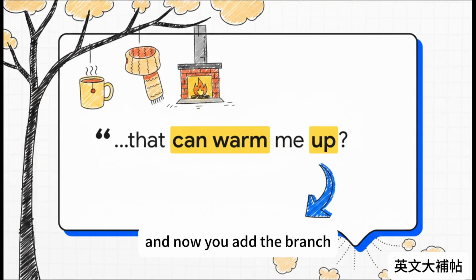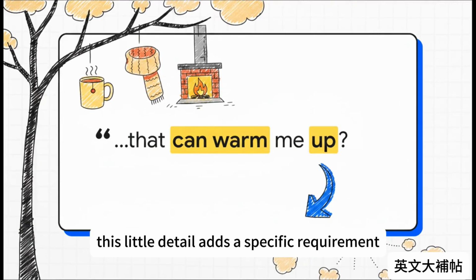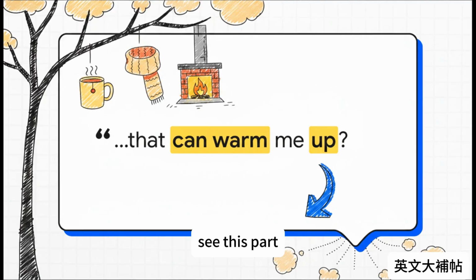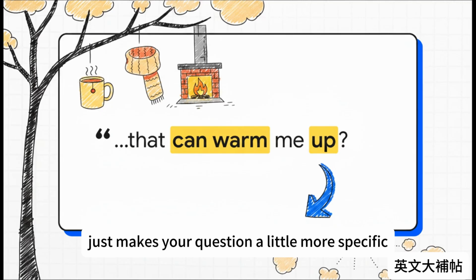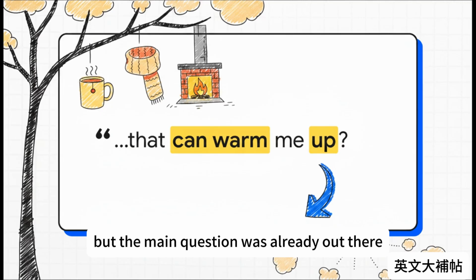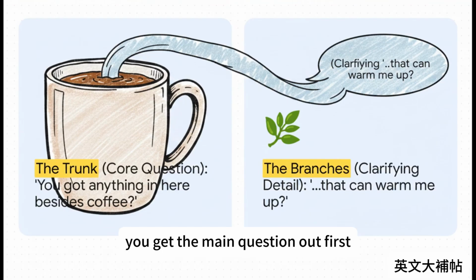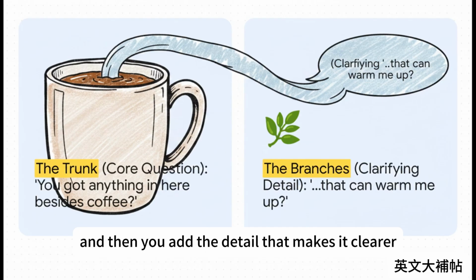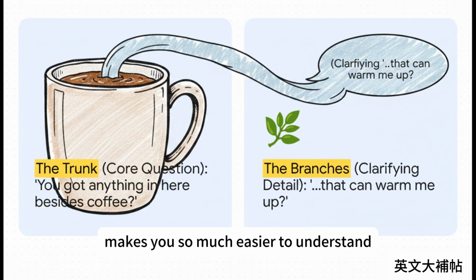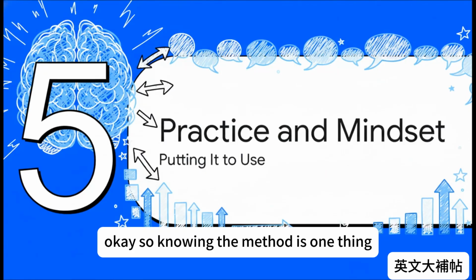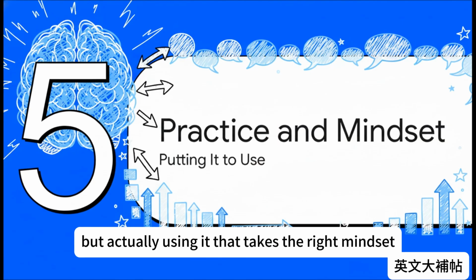And now you add the branch. This little detail adds a specific requirement. You don't just want anything else, you want something warm. See? This part just makes your question a little more specific, but the main question was already out there. The key thing to see here is how it builds. You get the main question out first, and then you add the detail that makes it clearer. Structuring it this way makes you so much easier to understand. It's a game changer.